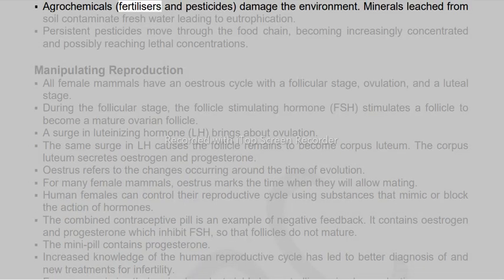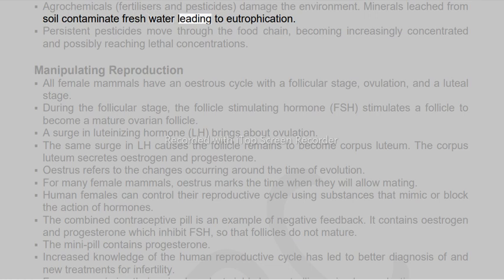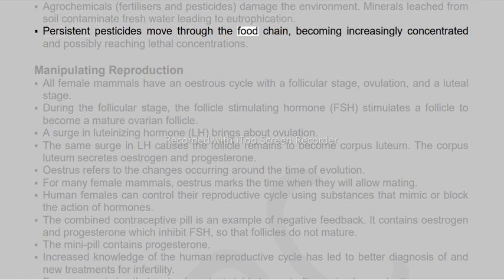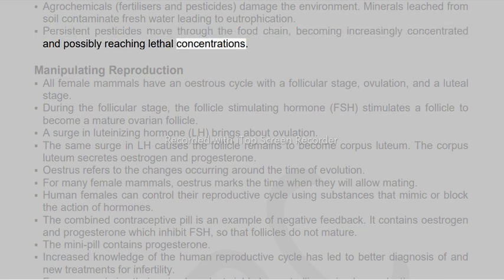Agrochemicals, fertilizers and pesticides damage the environment. Minerals leached from soil contaminate fresh water, leading to eutrophication. Persistent pesticides move through the food chain, becoming increasingly concentrated and possibly reaching lethal concentrations.